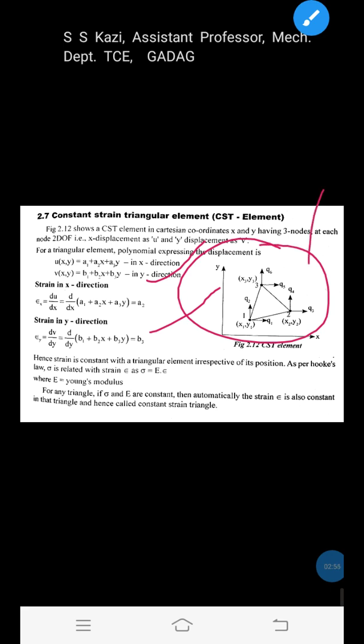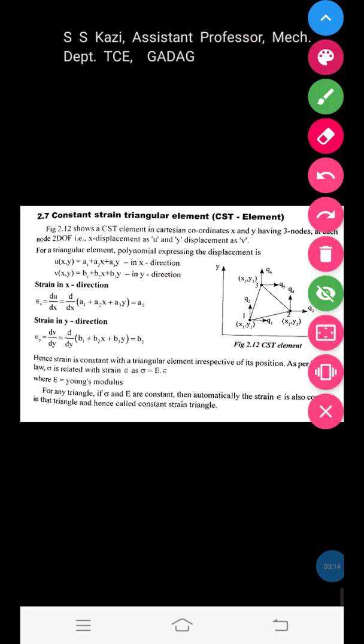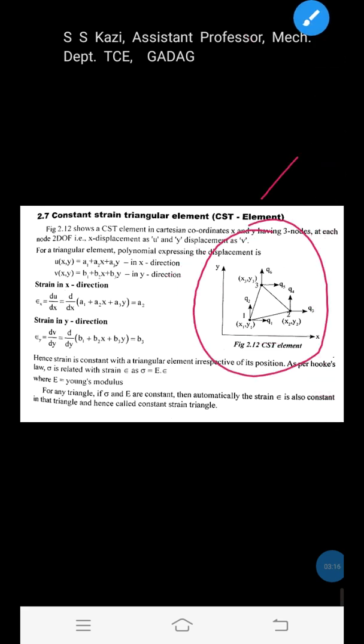Strain is constant here within a triangular element irrespective of its position. As per Hooke's law, stress is related to strain by using this equation. Hence if Young's modulus and stress are constant, then automatically the strain is also constant in that triangle. Hence the 3-noded triangular element is also called a constant strain triangular element.